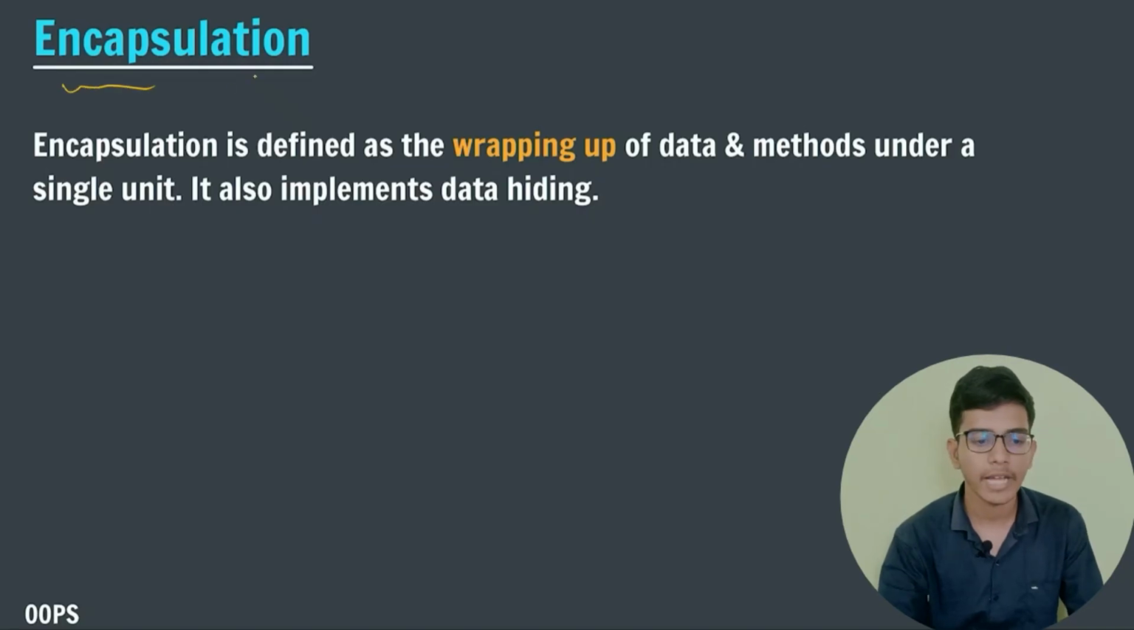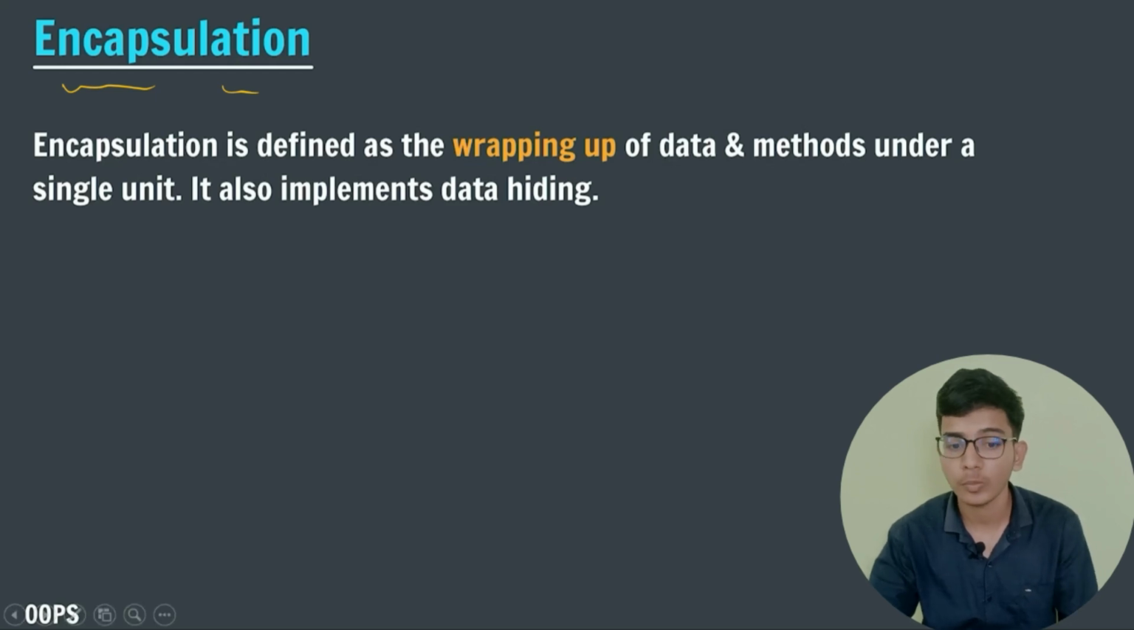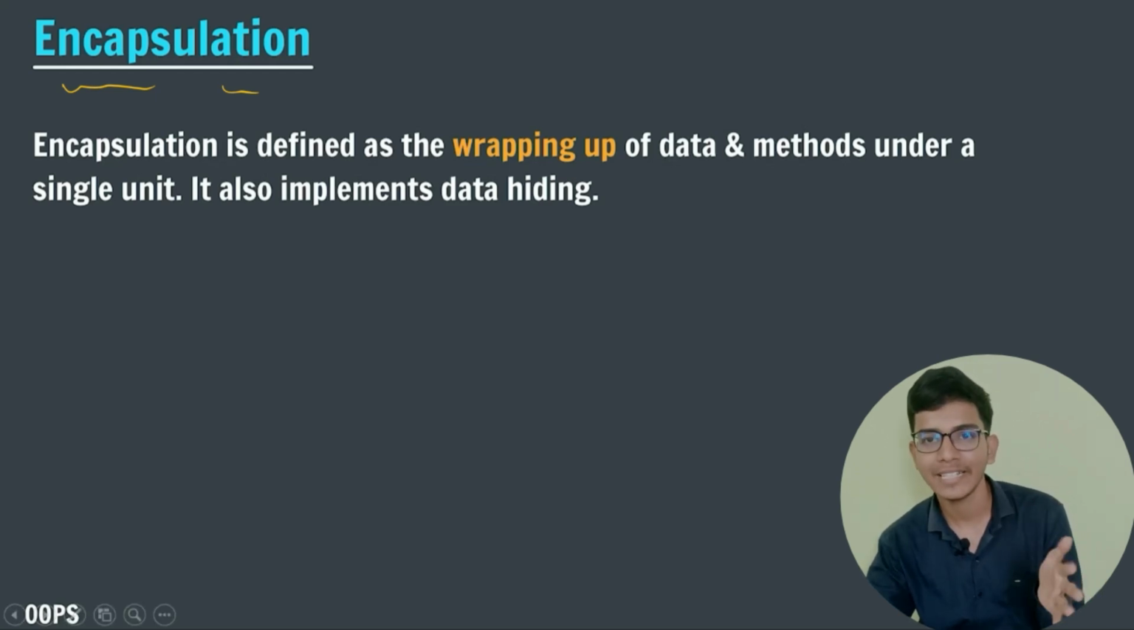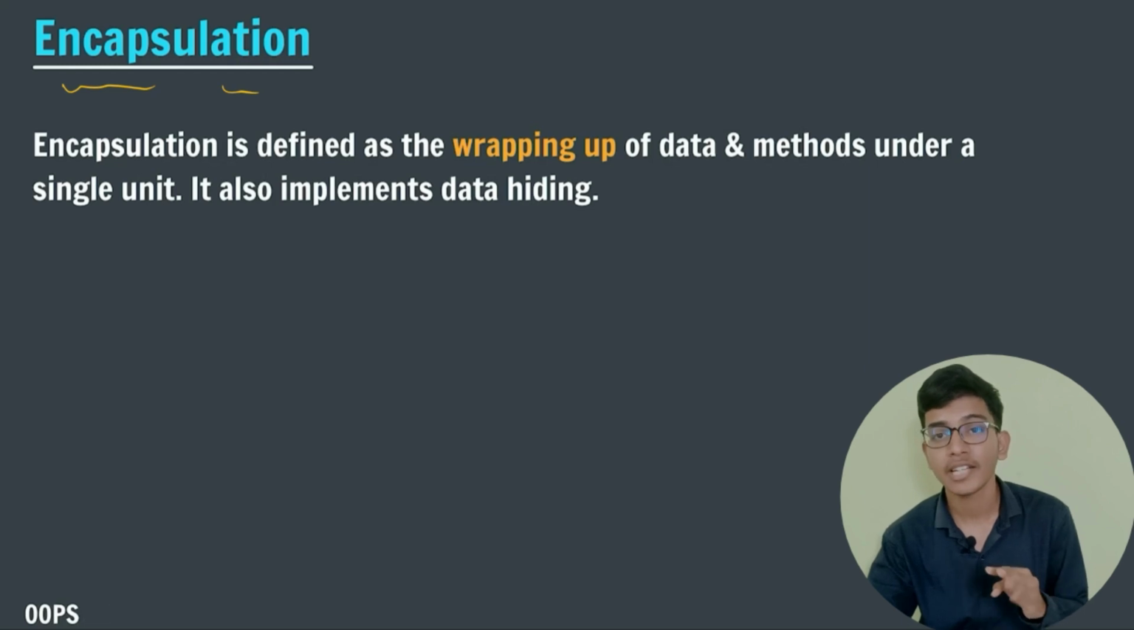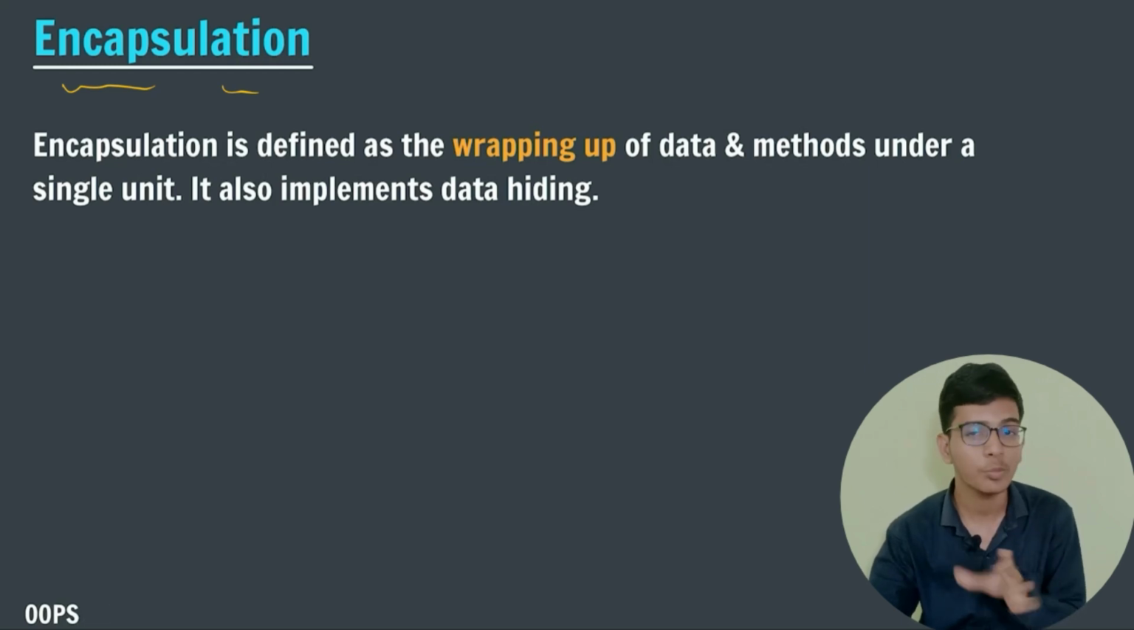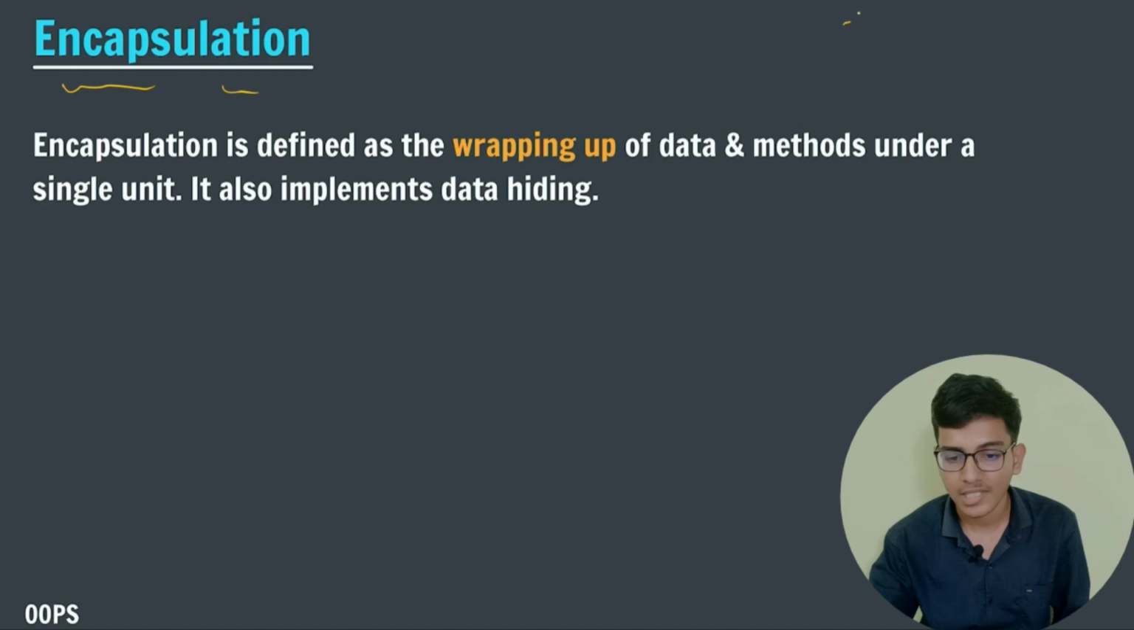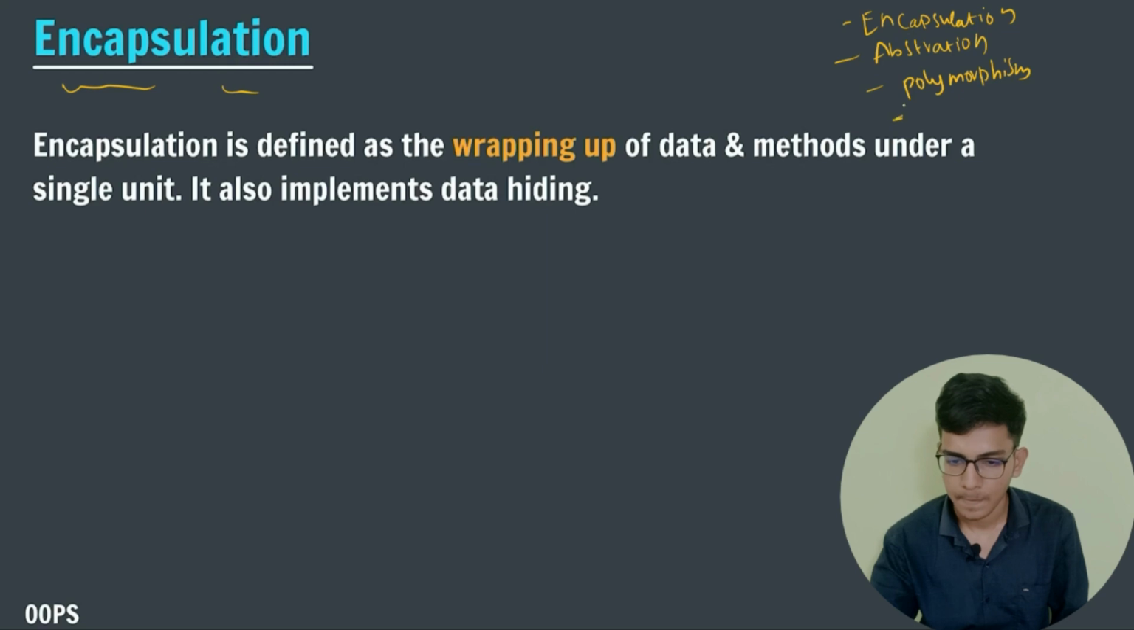Now let us talk about encapsulation. So I told you now that there are 4 pillars of OOPS. If we study these 4 pillars in detail, then OOPS is completed. Right? The 4 pillars are: first one encapsulation, second one is abstraction, third one is polymorphism, fourth one is inheritance.